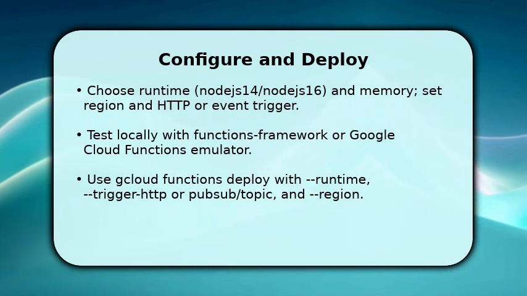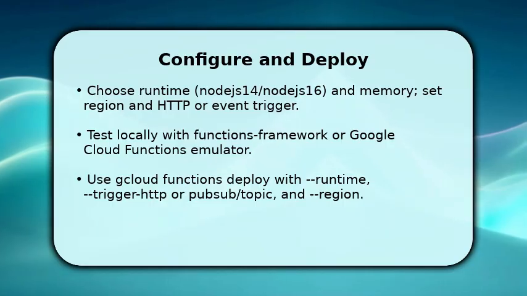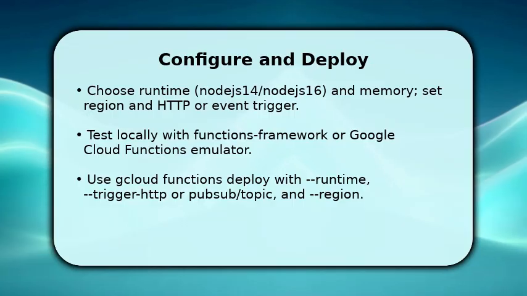Then run gcloud functions deploy myfunc --runtime nodejs16 --trigger-http --region=us-central1, and watch the output for success, and the HTTPS URL.